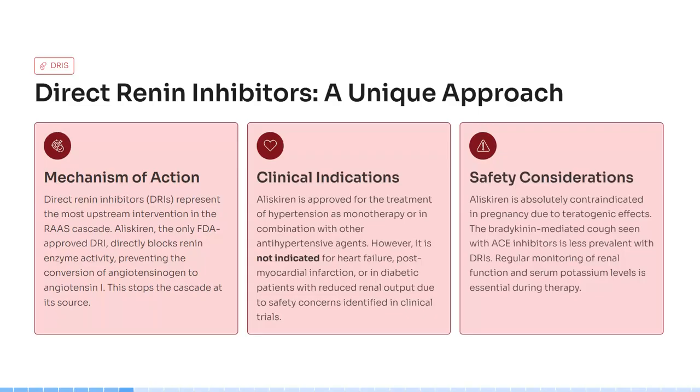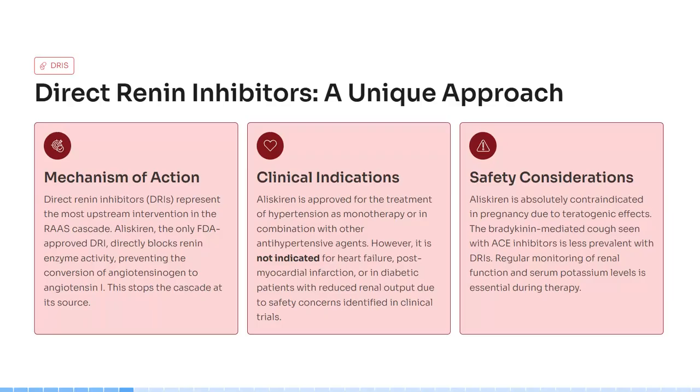Okay, direct renin inhibitors. So, a direct renin inhibitor represents the most upstream intervention in the RAS cascade. Aliskiren is the only FDA-approved direct renin inhibitor. It directly blocks renin enzyme activity and it prevents the conversion of angiotensinogen to angiotensin I, and it stops the cascade at the source.